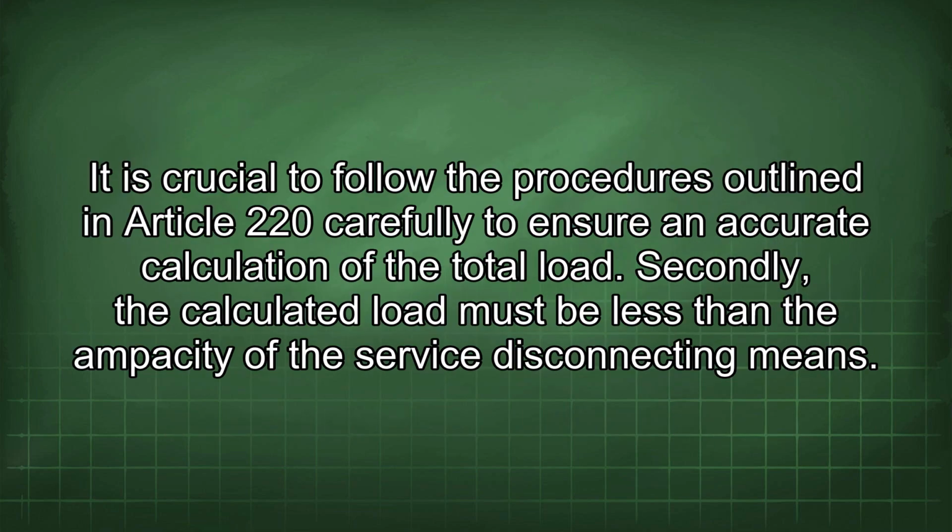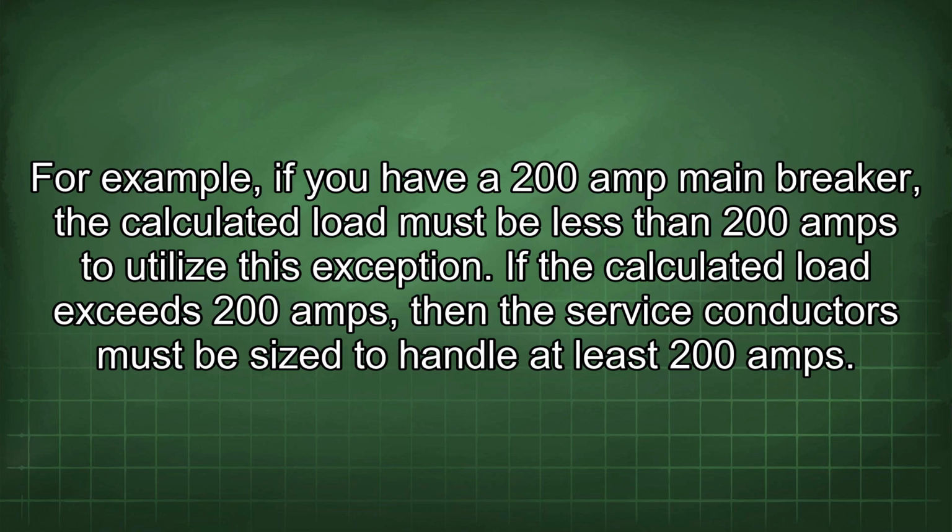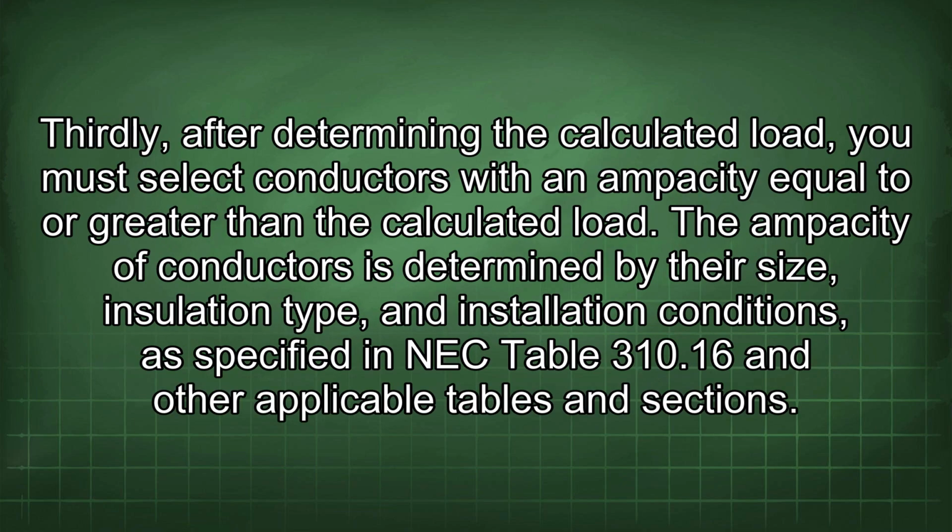It is crucial to follow the procedures outlined in Article 220 carefully to ensure an accurate calculation of the total load. Secondly, the calculated load must be less than the ampacity of the service disconnecting means. For example, if you have a 200 amp main breaker, the calculated load must be less than 200 amps to utilize this exception. If the calculated load exceeds 200 amps, then the service conductors must be sized to handle at least 200 amps.